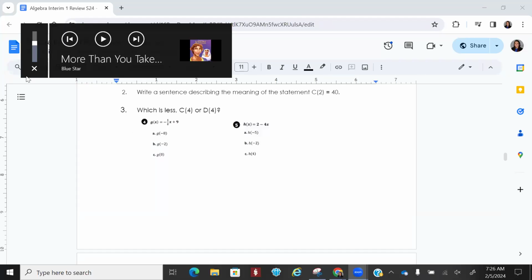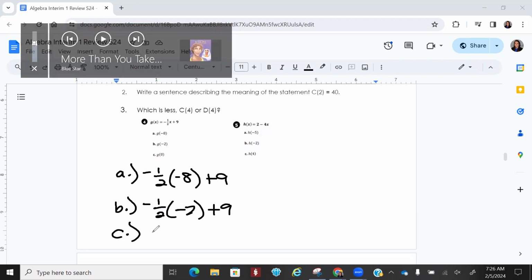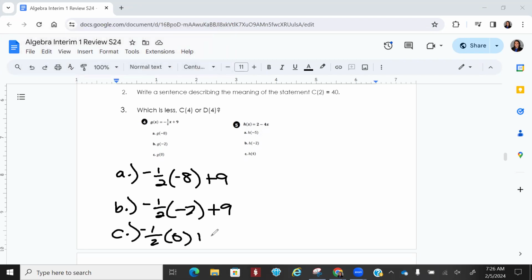Okay, so let's talk about 4 really quick. We're going to take each one of these numbers and plug it in here. So for A, we're going to do -1/2 times -8 plus 9. For B, we're going to plug in -2 plus 9. For C, we're going to plug in 0 plus 9. And we're going to simplify. So this will give me 4 plus 9, which is going to give me 13. This one's going to give me 10. And this one is going to give me 9.